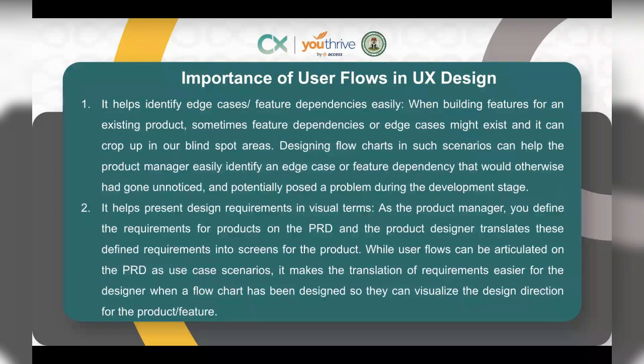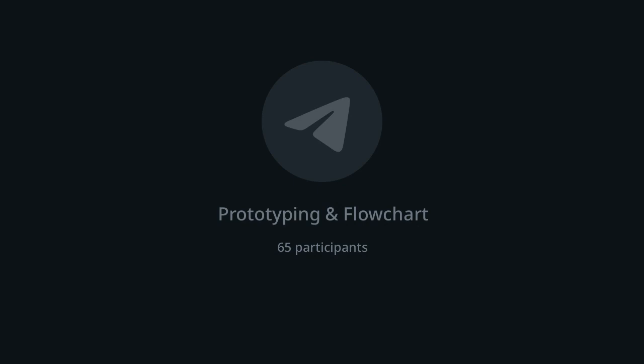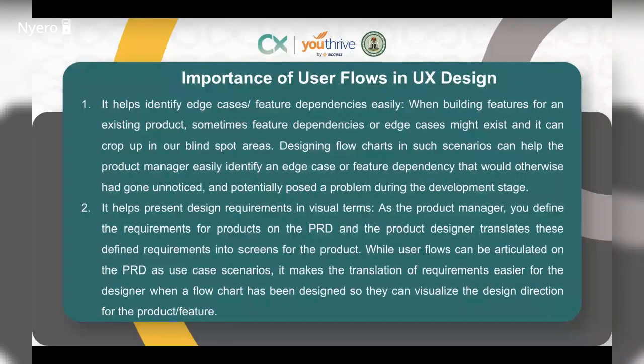Then an edge case is when an unexpected action occurs on the product, let's say a user takes a path that they're not supposed to take. So it's an unexpected scenario that happens on the product. Now, edge cases come up.